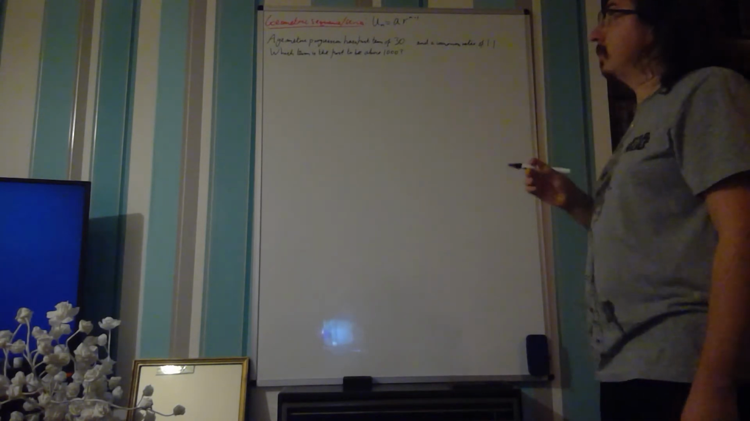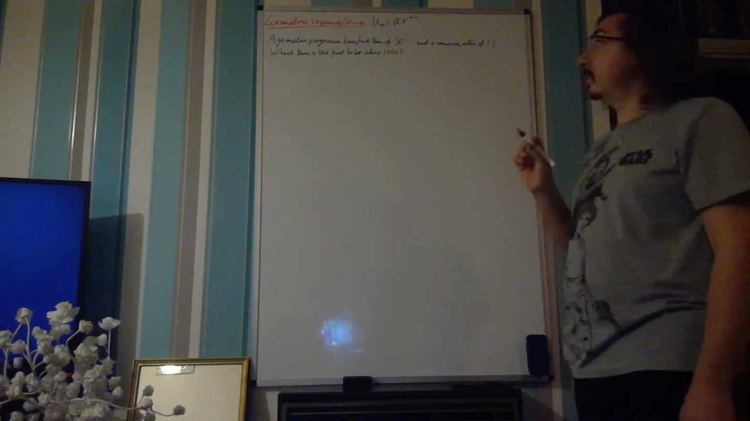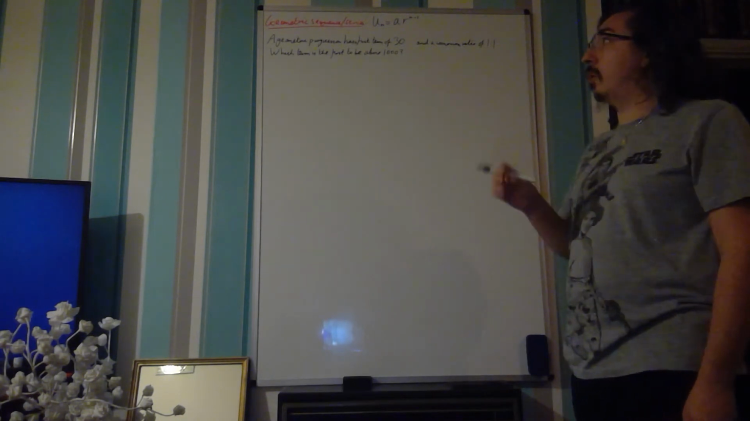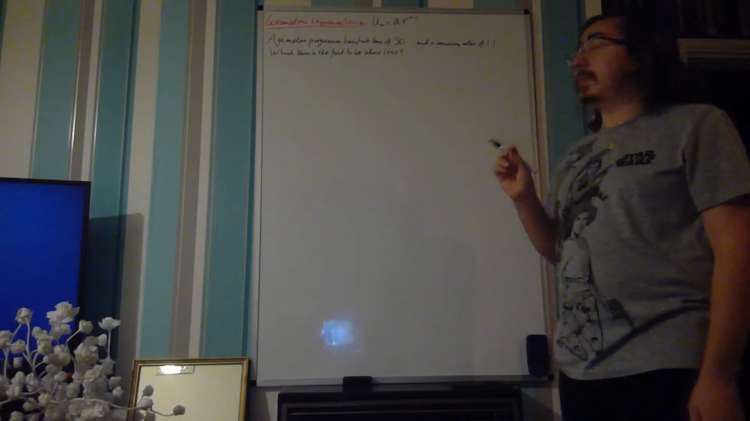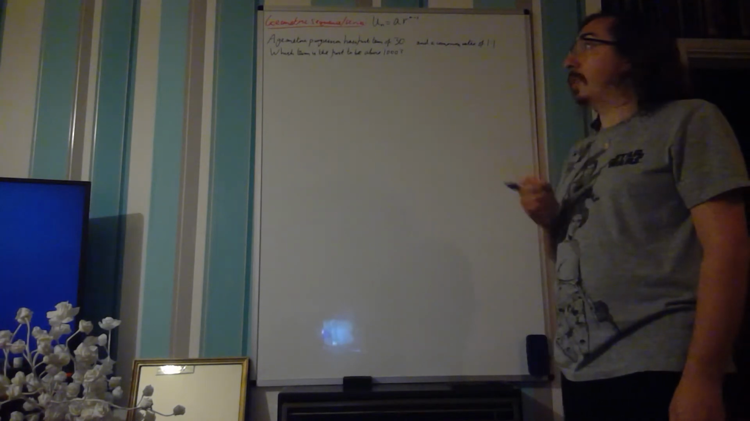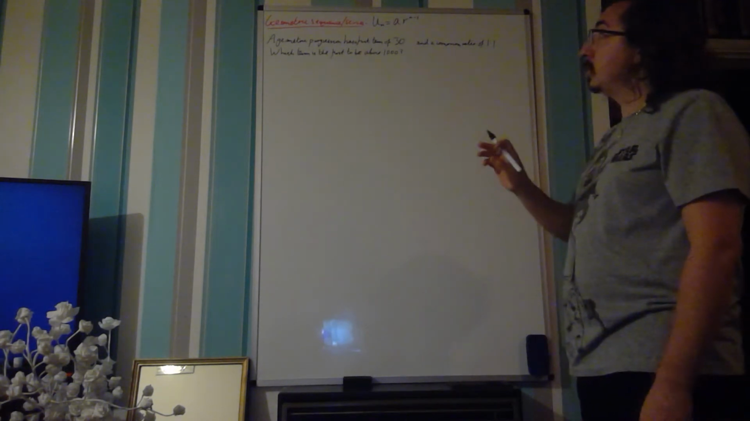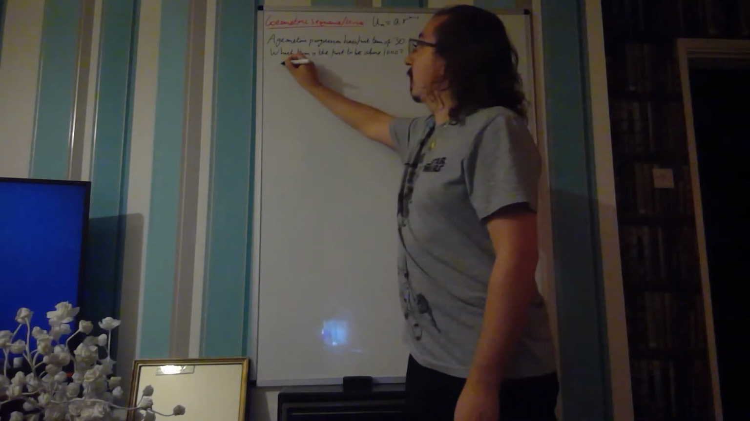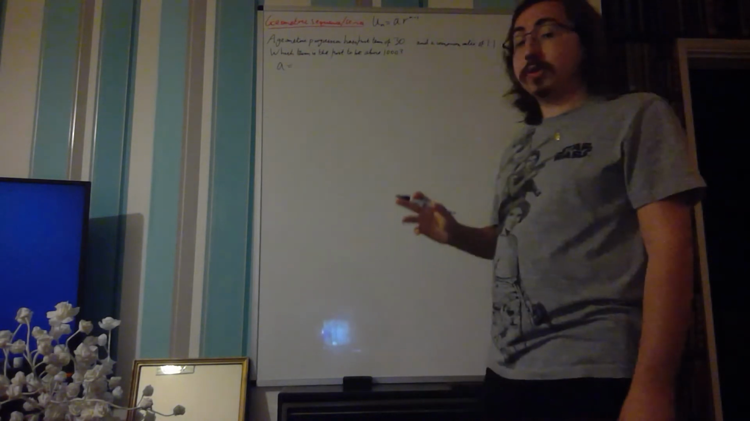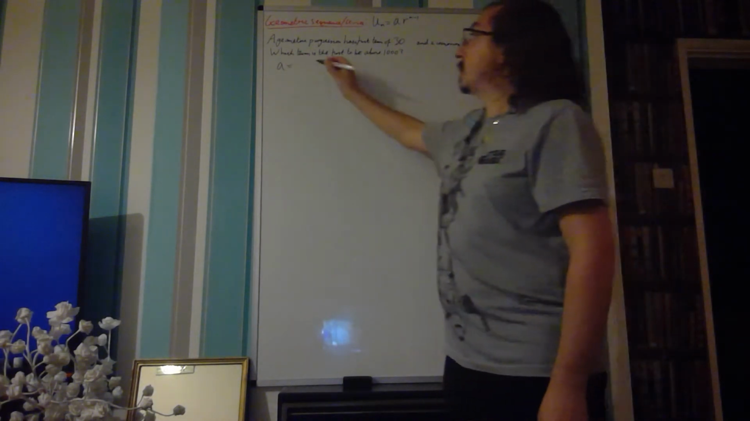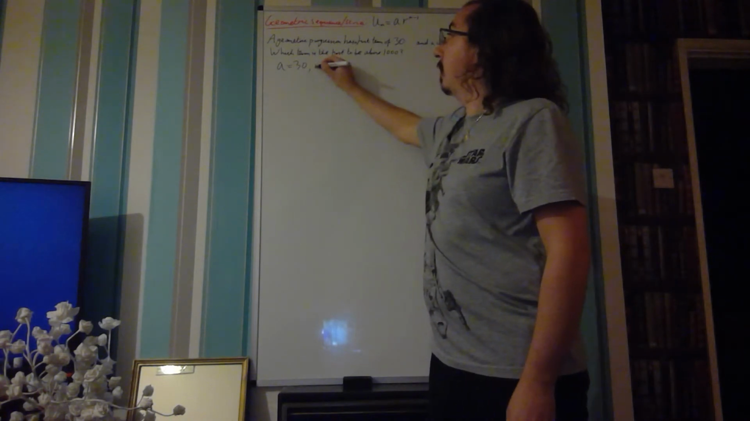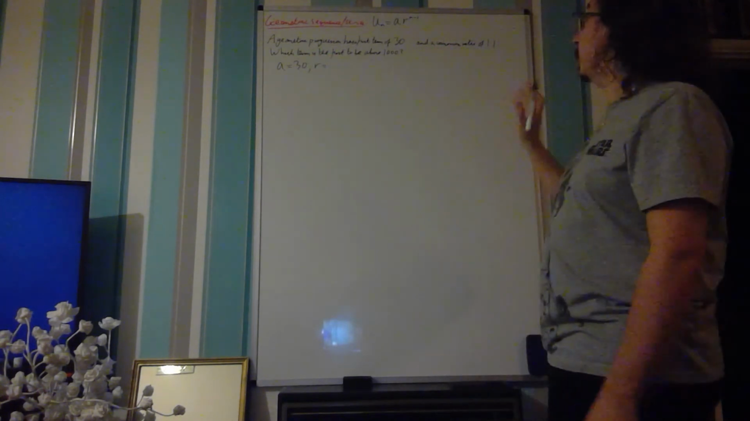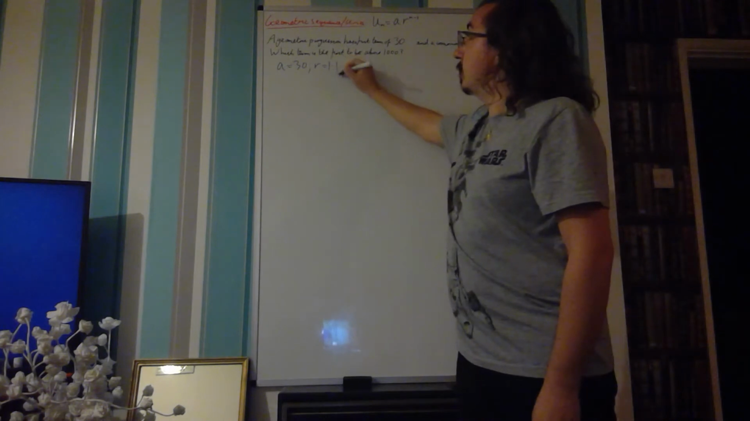So for this problem, we're given a geometric progression with a first term of 30 and a common ratio of 1.1. Which term is the first to be above 1000? So we're going to set this up and let's extract our key information. Our a value, our first term, is 30. r is our common ratio, which is 1.1.